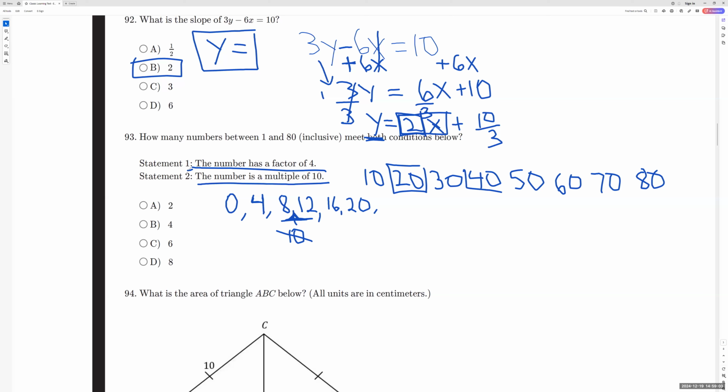So 40, 60, and 80 are both multiples of both 4 and 10. Sorry for repeating both, but it has to be inclusive of both conditions. So my answer, I had 20, 40, 60 is the third number, and 80 is the fourth number. So 4 values are there.